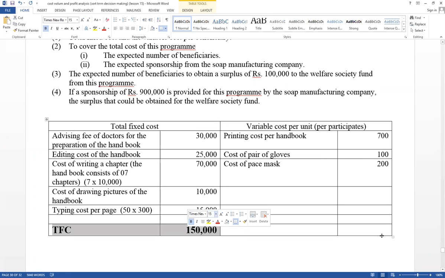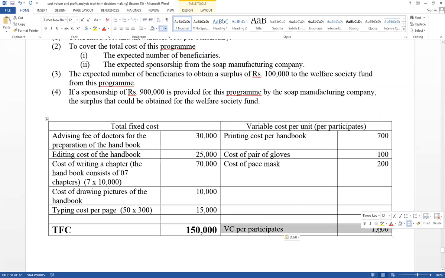And this is a variable cost per unit. Here total amount equal 1,000. This is a variable cost per unit, per participants, per unit.